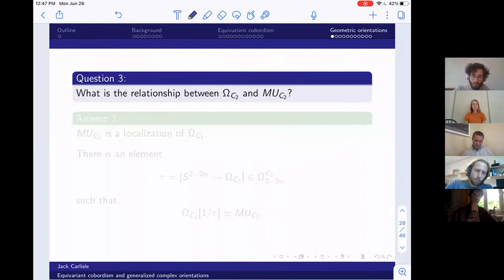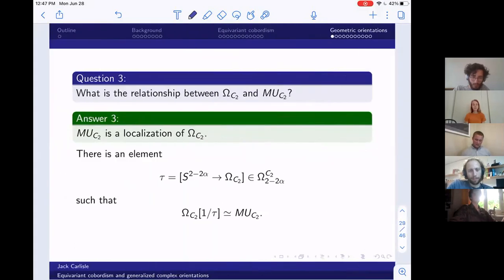All right. So we have just a few minutes left. And so what I want to do is try to answer question number 3, which is what is the relationship between the spectrum omega C2 and the stable cobordism spectrum MUC2? We know we have a map between them, and we'd like to understand that a little bit better. And it turns out that there's a very nice answer. The answer is that MUC2 is, in the RO G graded sense, a localization of the ring spectrum omega C2.